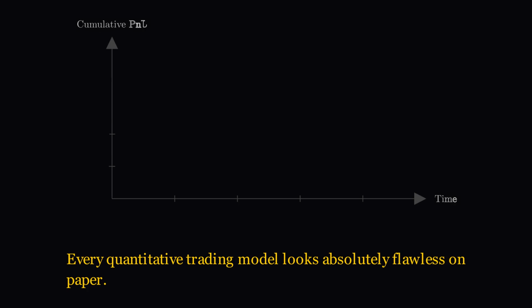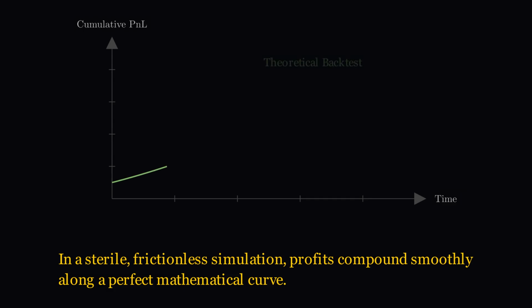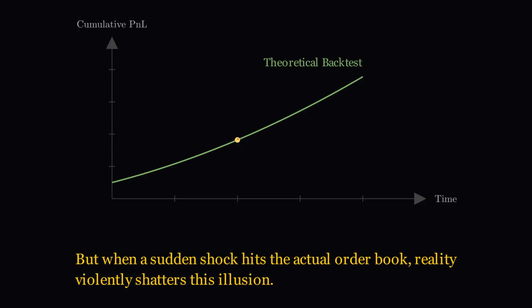Every quantitative trading model looks absolutely flawless on paper. In a sterile, frictionless simulation, profits compound smoothly along a perfect mathematical curve. But when a sudden shock hits the actual order book, reality violently shatters this illusion.